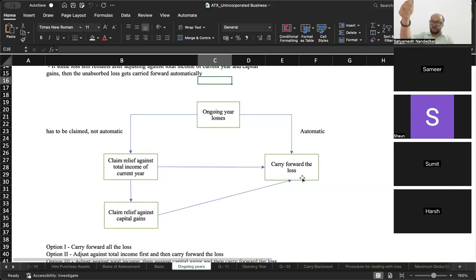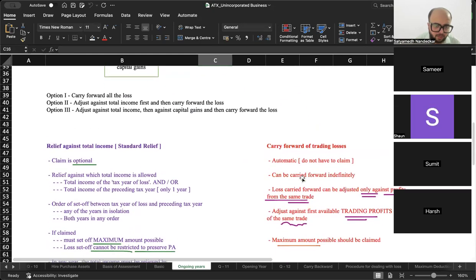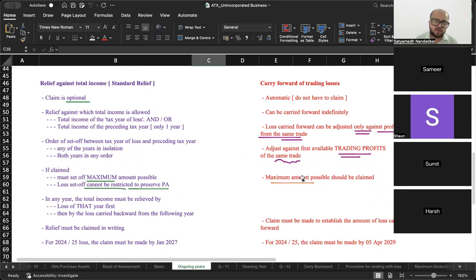So three routes: carry forward all the loss, or adjust against total income of the current year, then carry forward, or adjust against total income of the current year, then adjust against capital gains, and then carry forward the remaining amount. When you are adjusting against total income, the claim is optional and the claim has to be made. Unlike carry forward, which is an automatic carry forward that happens.